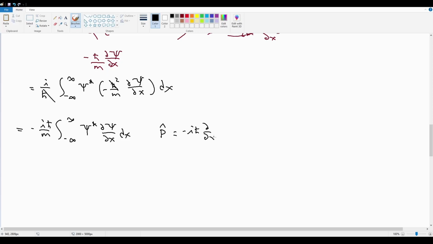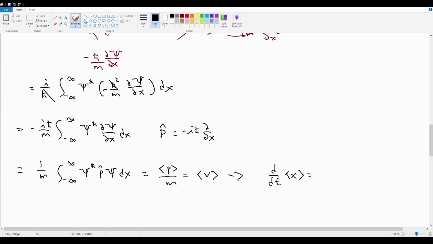This is actually equal to 1 over m times the integral from negative infinity to infinity of psi star p hat acting on psi, like that. In which case this is equal to the expectation value of p divided by the mass. And this is specifically just equal to the expectation of velocity. So, you know, that makes sense, right? d by dt of the expectation value of x is equal to the expectation value of velocity.